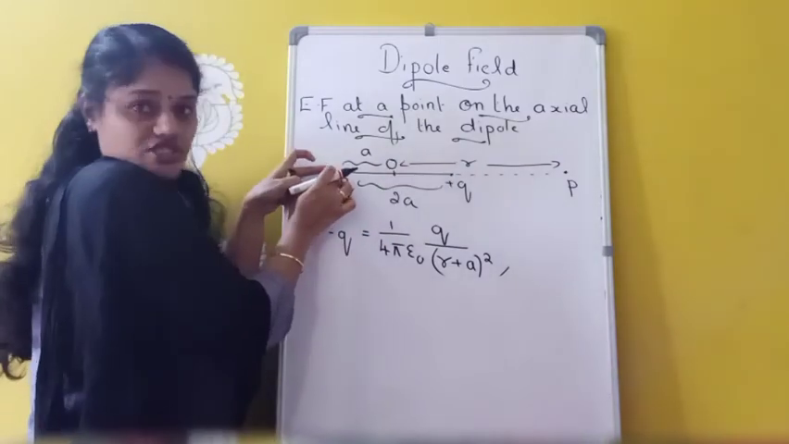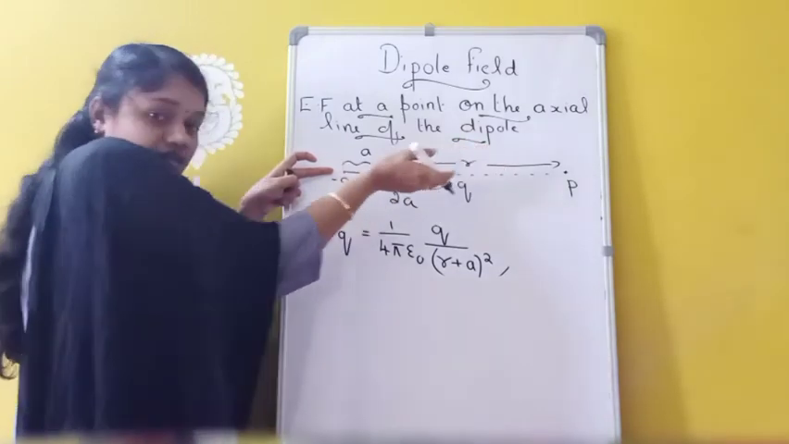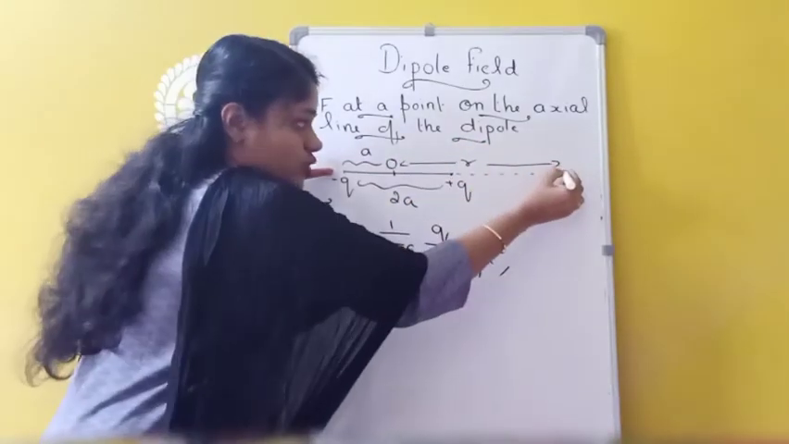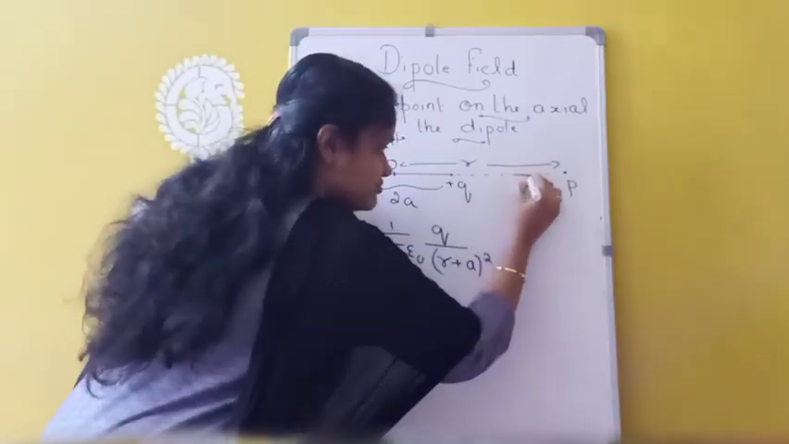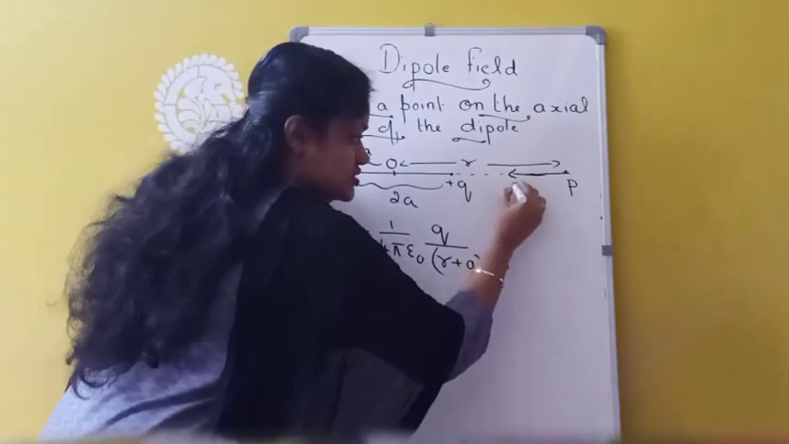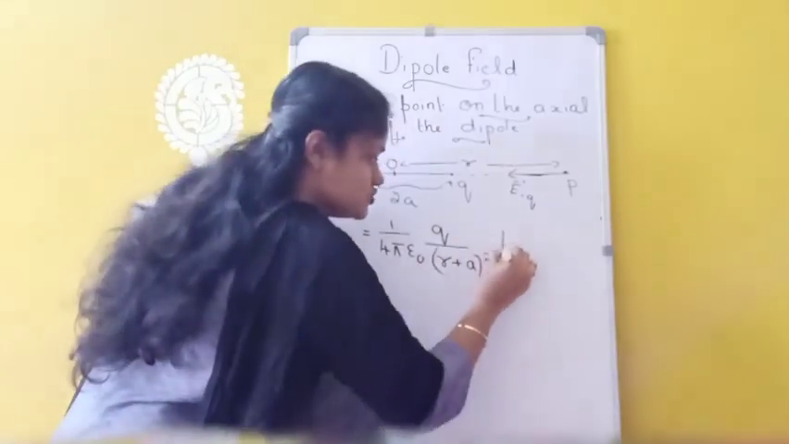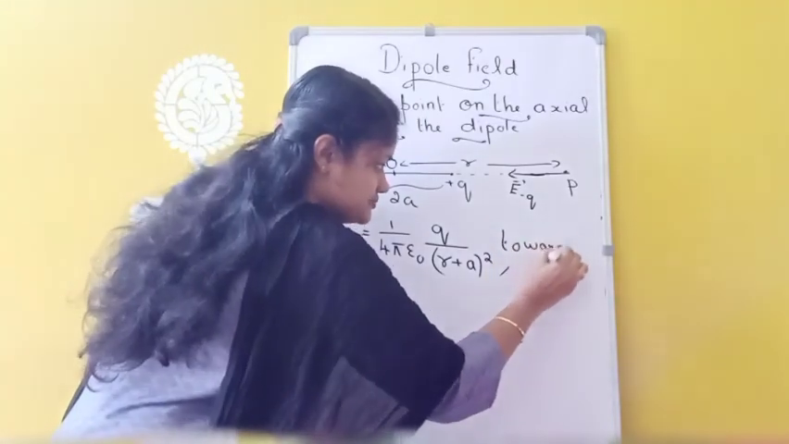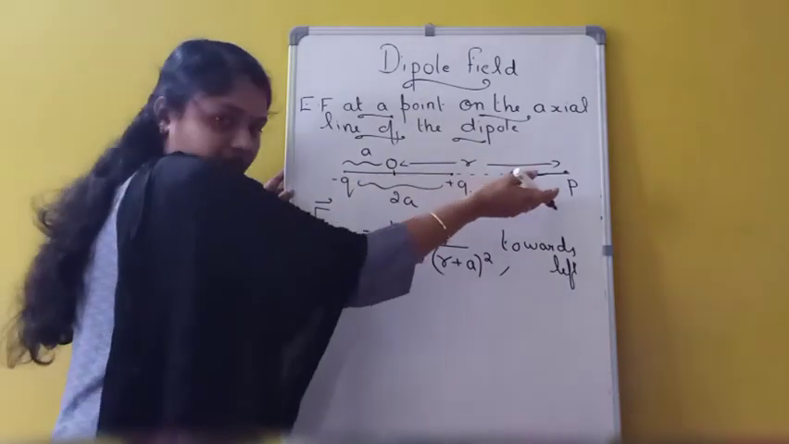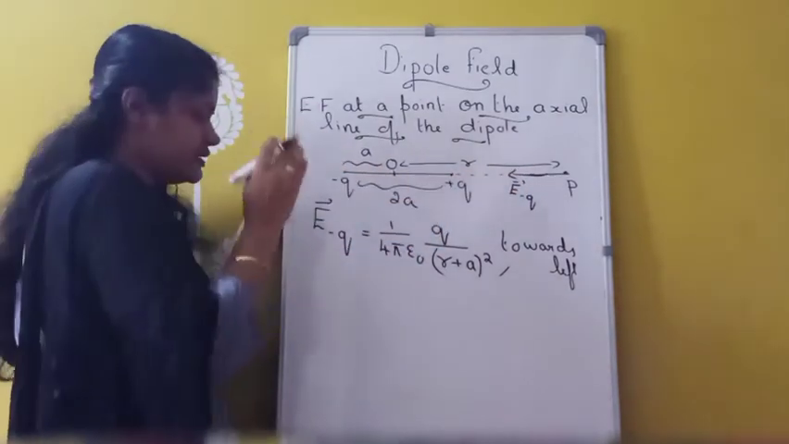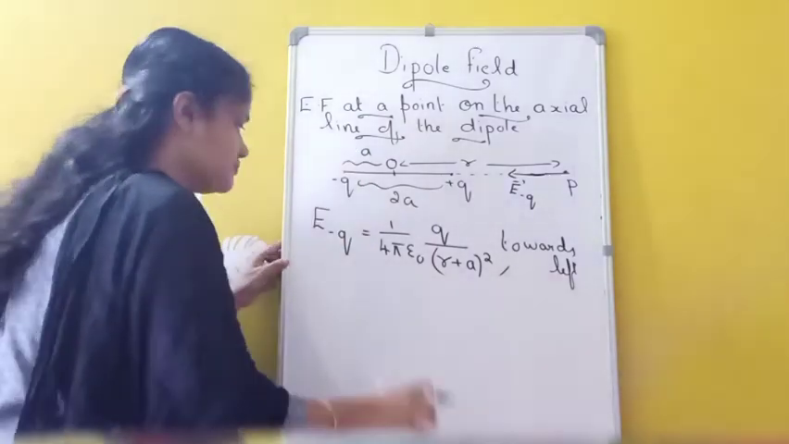And in which direction is it acting? See here, this is a minus q charge. Whenever there is a minus q charge, the electric field acts towards the minus q charge. That means at this point P, the electric field due to minus q charge is acting towards left. So E minus q is acting towards the left direction. Since it is a negative charge, this field will be acting towards the negative charge. I am not taking vectors here, simply we are taking magnitude.